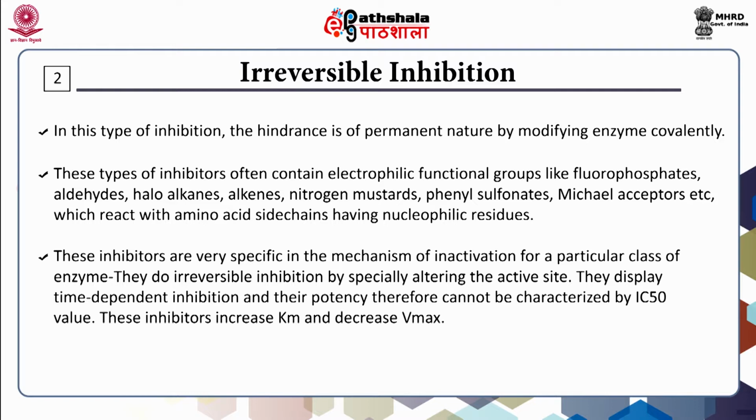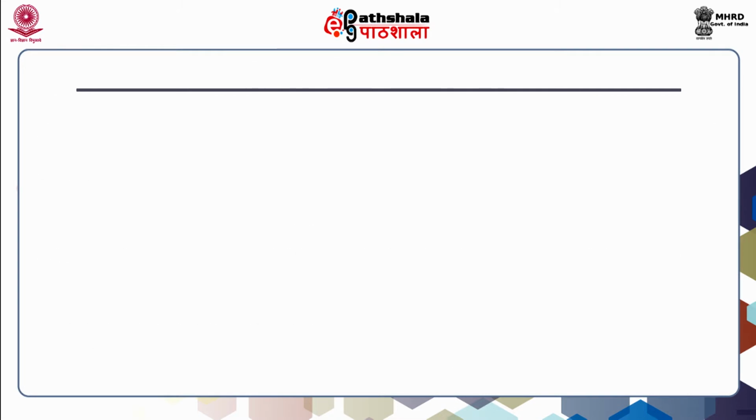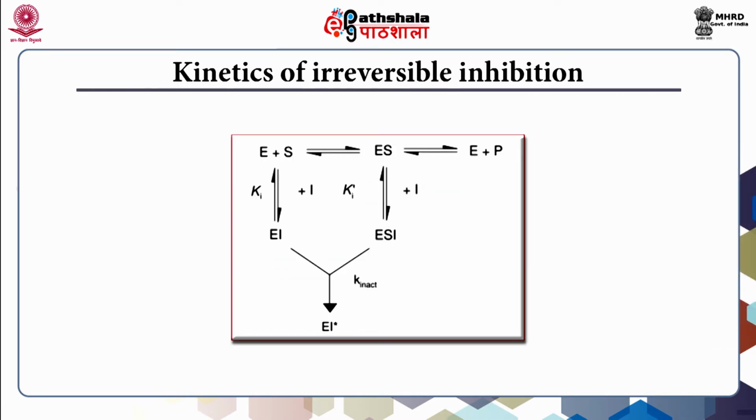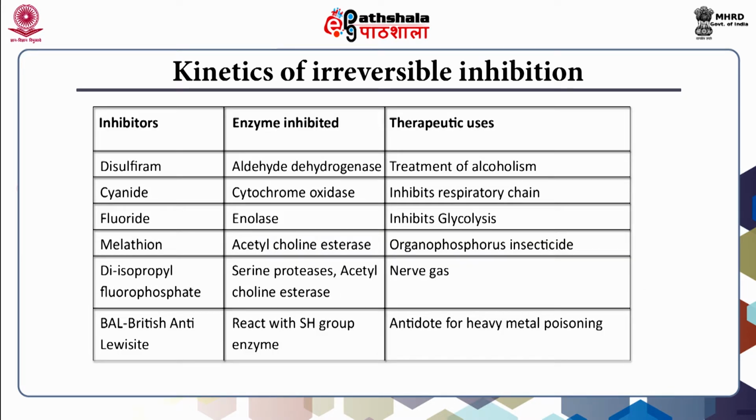They display time dependent inhibition and their potency therefore cannot be characterized by IC50 value. These inhibitors increase Km and decrease Vmax. An example is diisopropyl fluorophosphate, an irreversible protease inhibitor. These are some of the therapeutic uses of irreversible inhibitors given in the table.